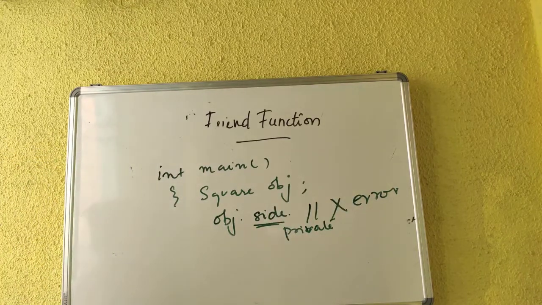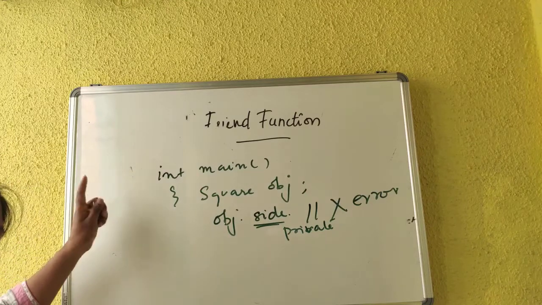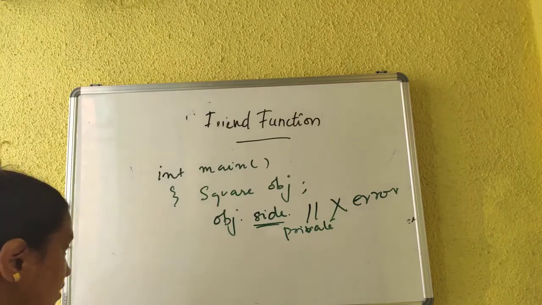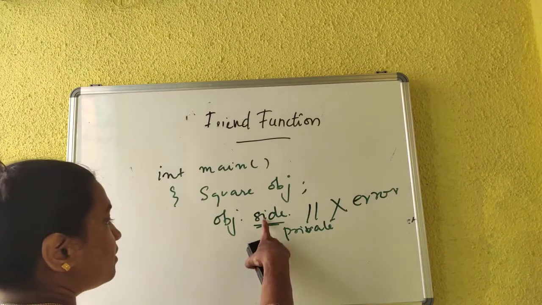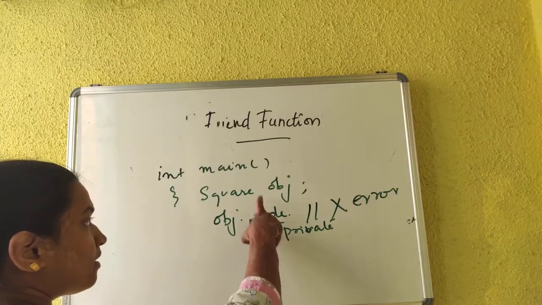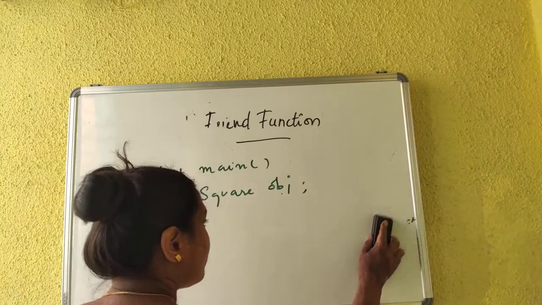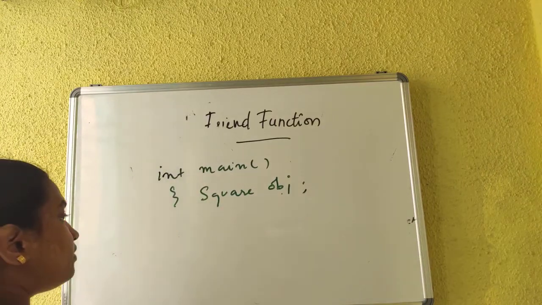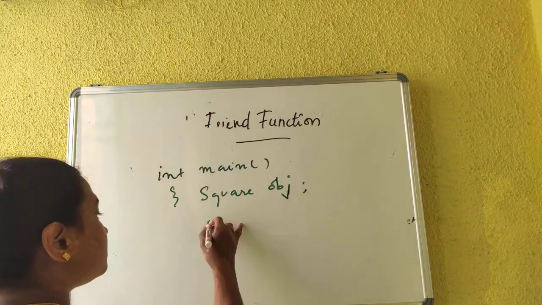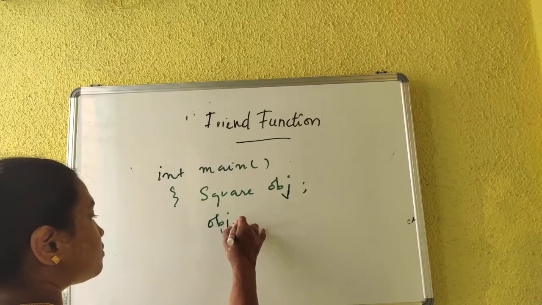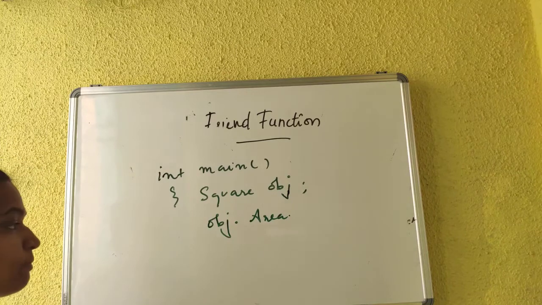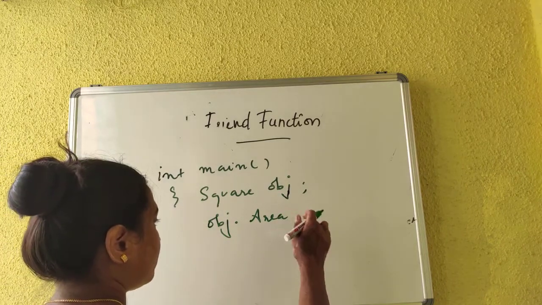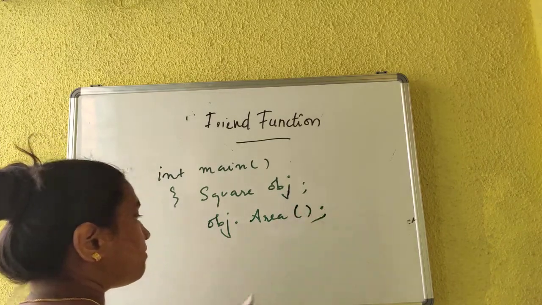Yes. So that was a difference between the friend function and other normal functions. So you cannot call a private data member outside the class. This is going to drop an error. Fine. Now how will you call a member function? Using the object. So my member function is object dot area, and you will call a member function like this.